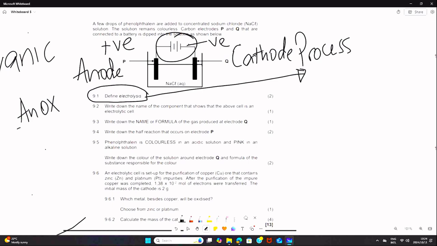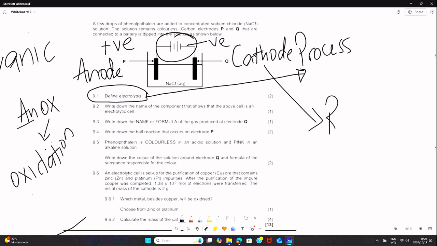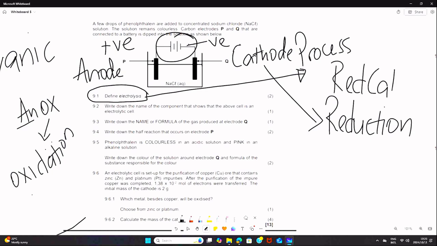meaning that at the anode, that is where oxidation takes place. Now, oxidation is the loss of electrons. How do we write oxidation from the standard half-reaction table? We write it from right to left. And then we know that this is the cathode, and at the cathode, that is where reduction takes place. So RED CAT, meaning that reduction takes place at the cathode, whereas oxidation takes place at the anode.